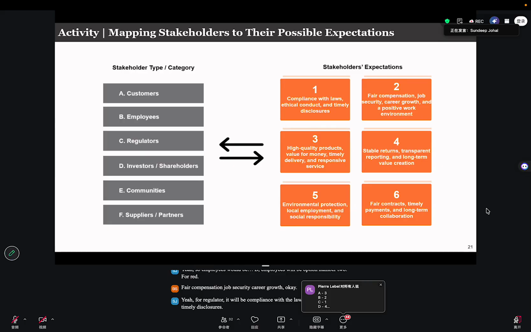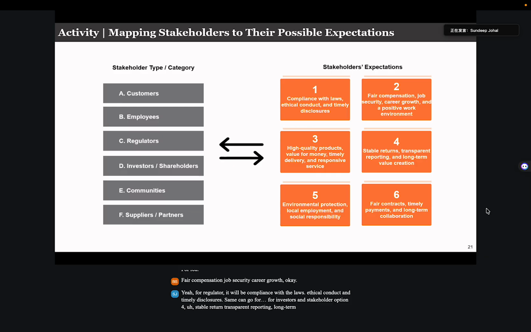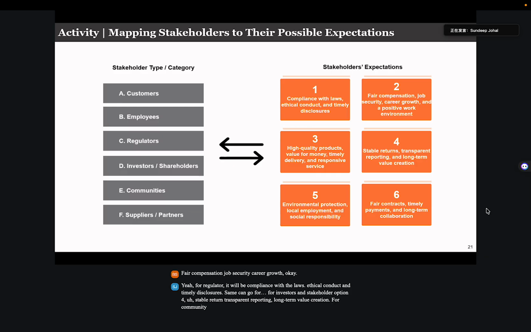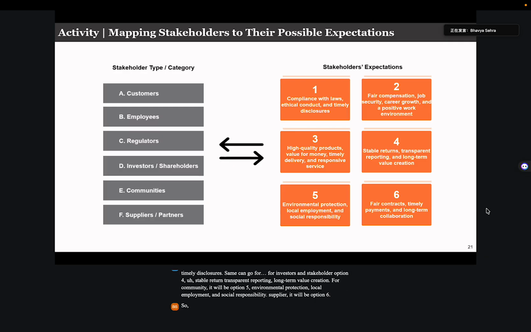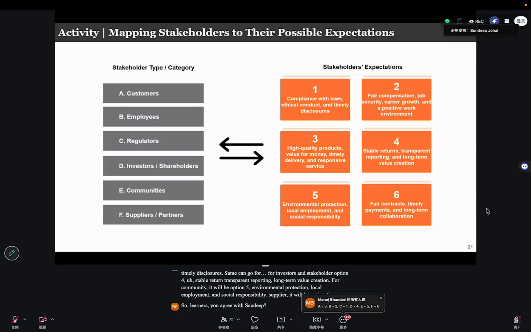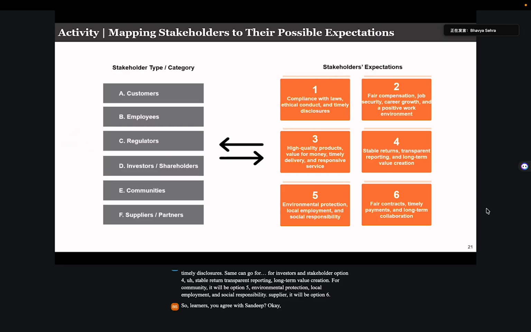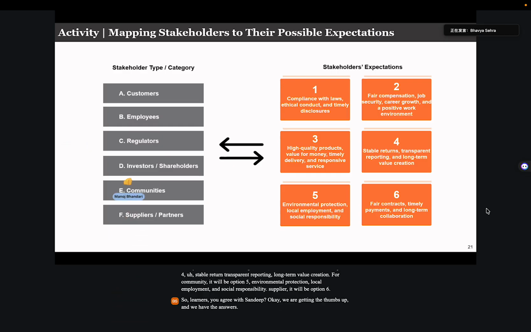Investors and shareholders, option 4, stable return, transparent reporting, long-term value creation. For community, it will be option 5, environmental protection, local employment, and social responsibility. Supplier, it will be option 6. So learners, you agree with Sandeep? Okay, we are getting the thumbs up and we have the answers in the chat box also. Yes, correct. So Kiran, let's see what are the answers.